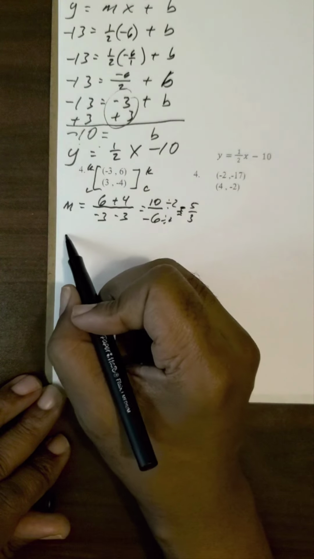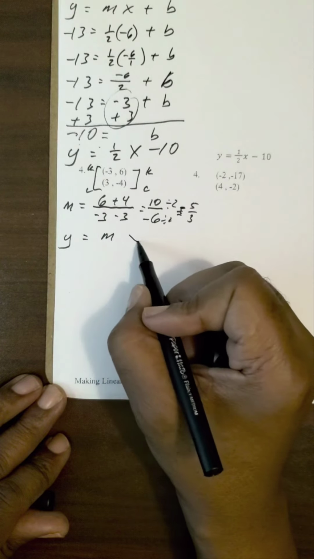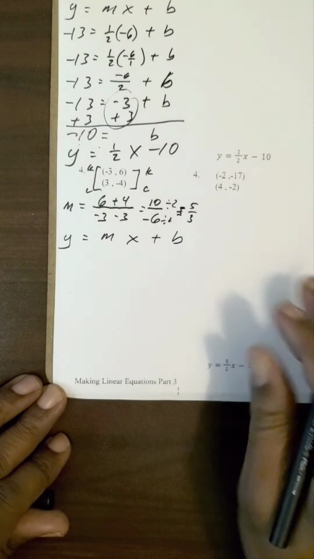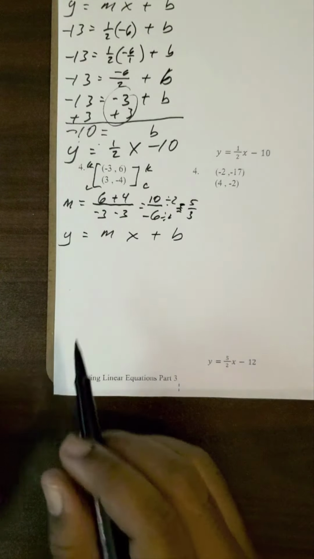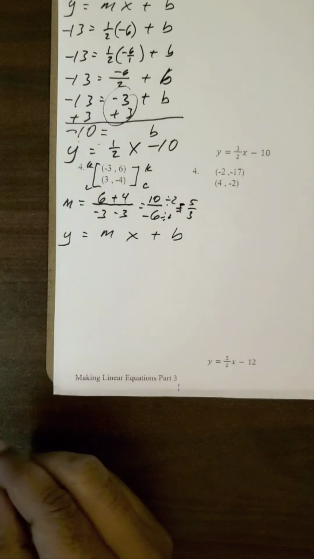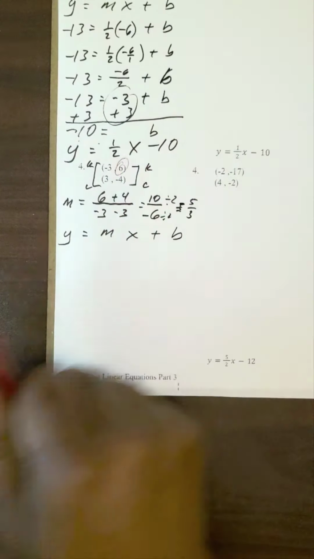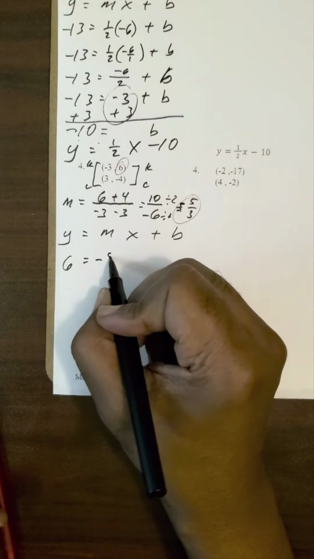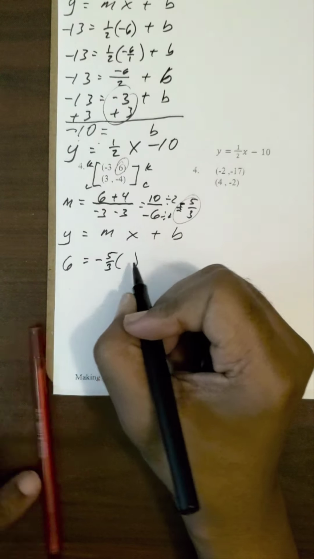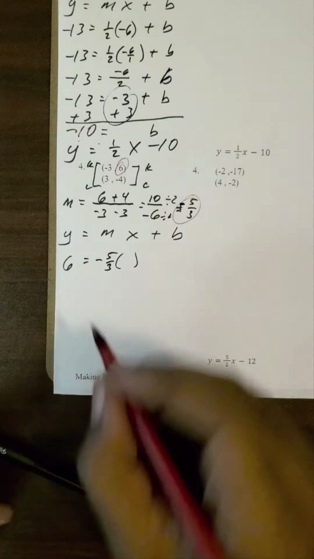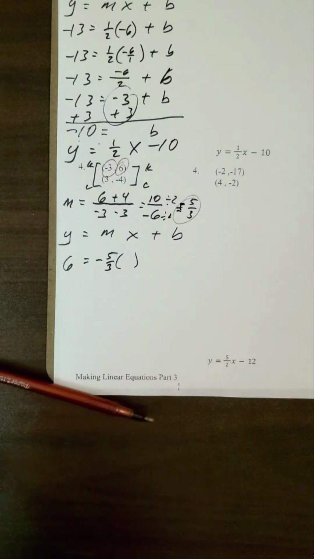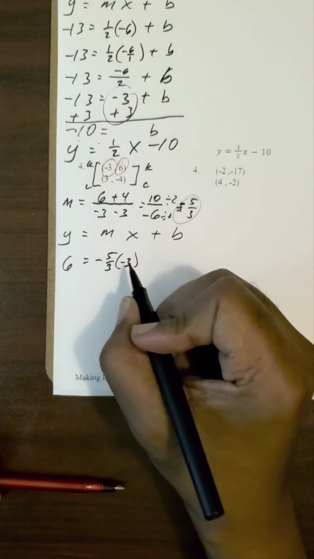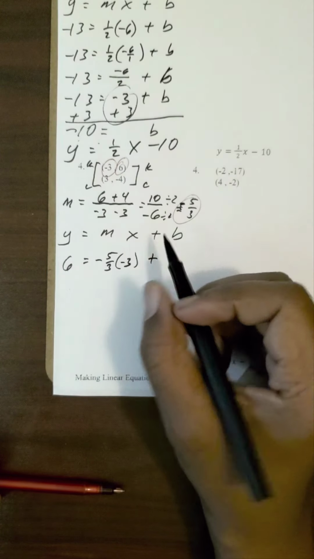All right, so let's write the equation. y equals mx plus b. And the y, we're going to use the 6. For the m, we're going to use the negative 5 over 3. For the x, we're going to use the negative 3. So negative 3 here, and then plus b.